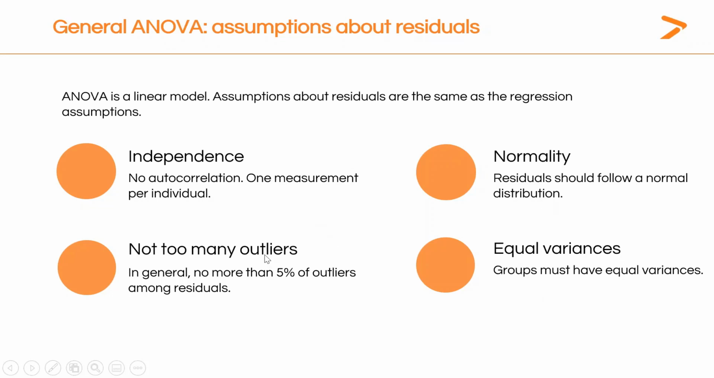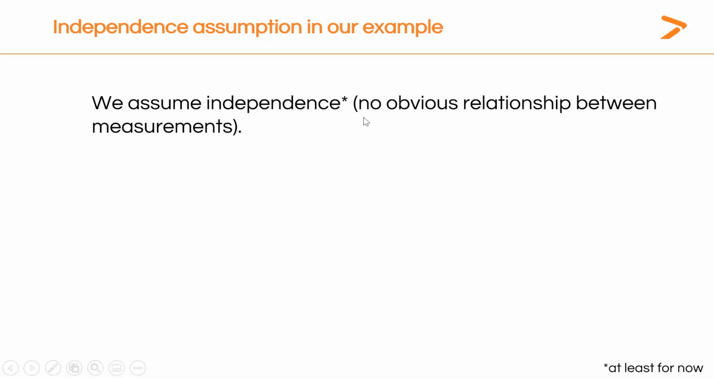So I will check each of these hypotheses apart, and I will show you tools to investigate at least the outliers, normality, and equal variances hypothesis. The independence hypothesis, I will just assume it. So we assume an independence, no obvious relationship between measurements. There's no good reason to think that observation 1 and observation 2 are correlated to one another. So the way I design my experiment doesn't really make me think that there's a link between these two observations. At least for now. You will see later on that there actually is a link.